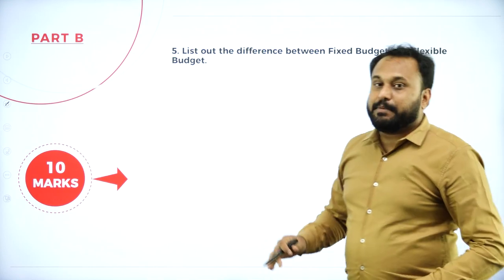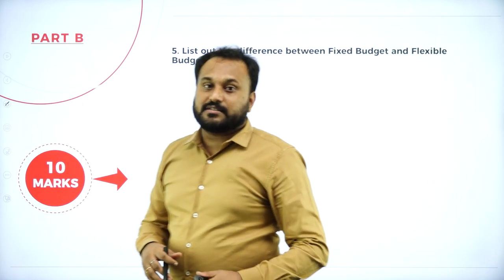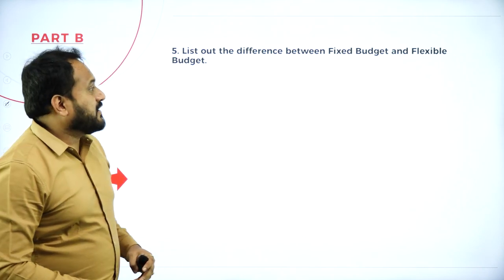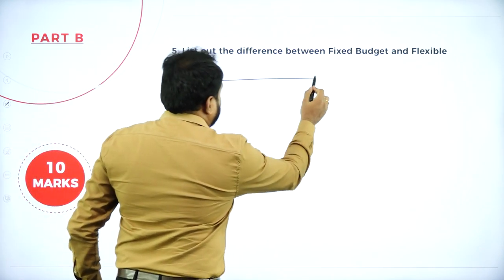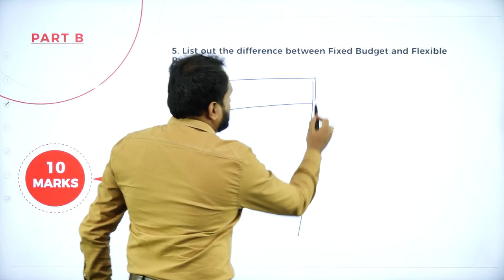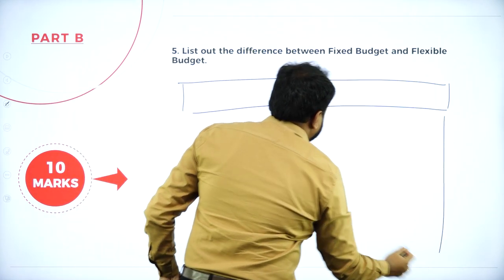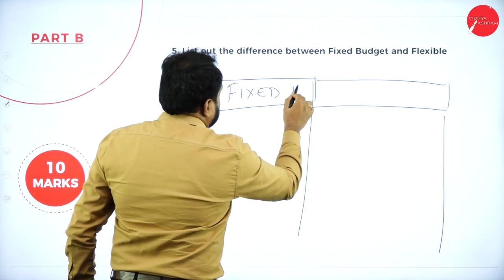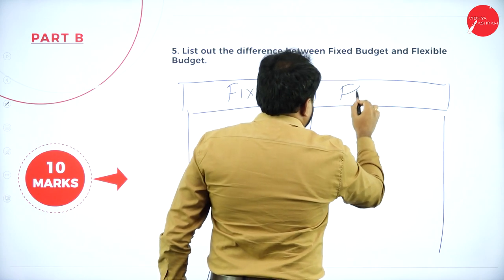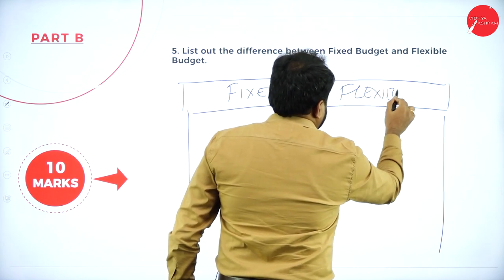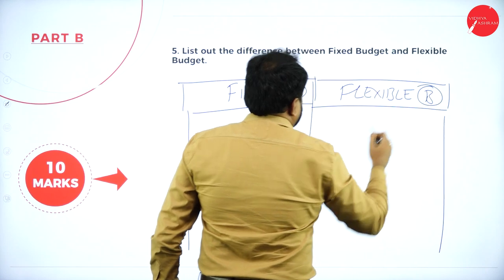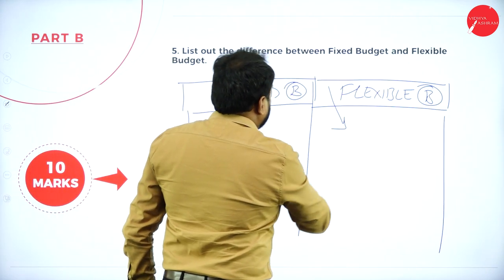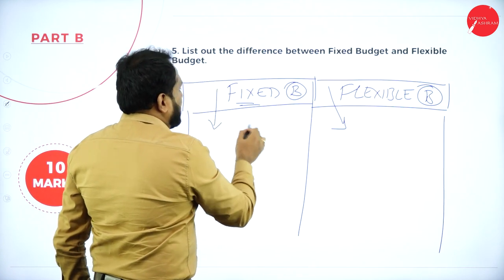Next we have is the part B. Now in this they have given, the first thing is the theory, that is list out the difference between fixed budget and flexible budget. The minute you have anything, you are supposed to prepare columns. What should you do? You need to prepare columns. First is what they have given, called fixed budget. Then here I'll write flexible budget. So what is fixed budget and what is flexible? The word itself says what? It can be altered. The word fixed means it cannot be altered.